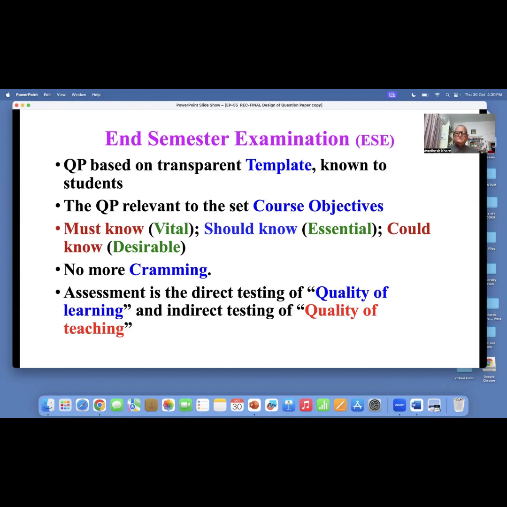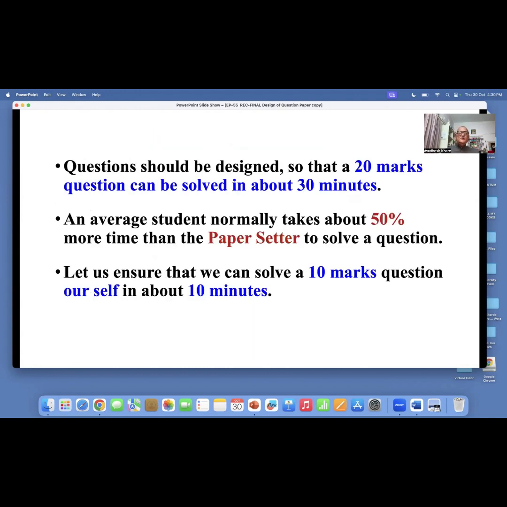No more cramming. Assessment is the direct testing of quality of learning and indirect testing of quality of teaching, how the teacher has taught. So if the student does not secure good marks in the examination, the teacher and the student have to share the joint responsibility.